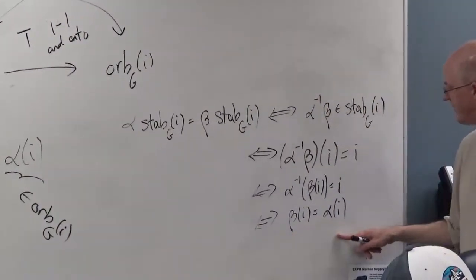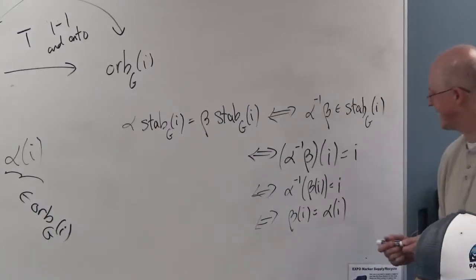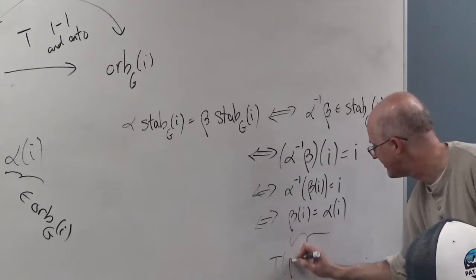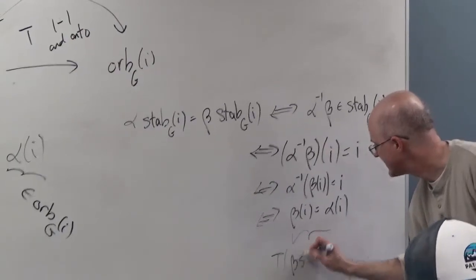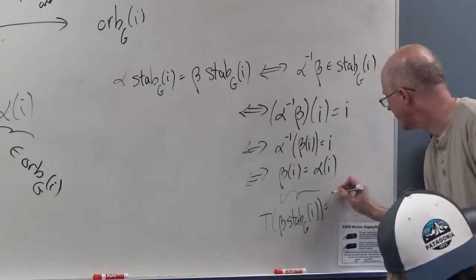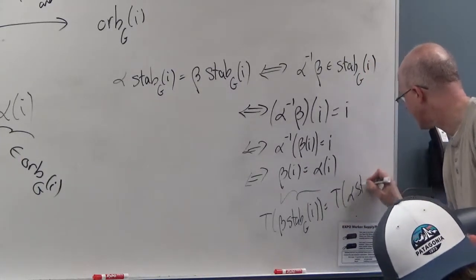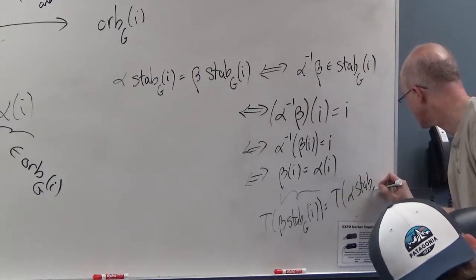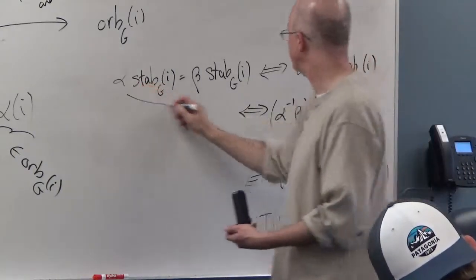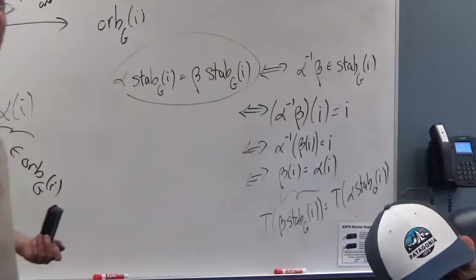If you assume alpha of I equals beta of I, in other words, T of beta stabilizer equals T of alpha stabilizer by the formula for T, that assumption leads to the conclusion that these two things are equal. The logic goes backwards.